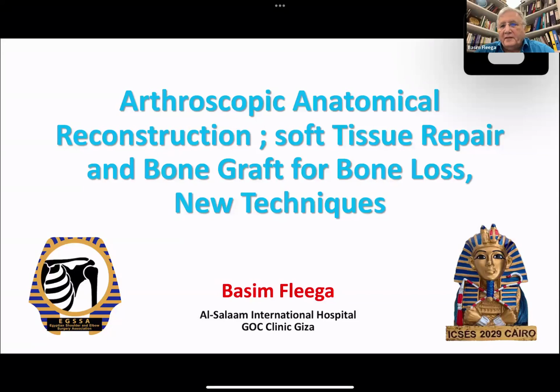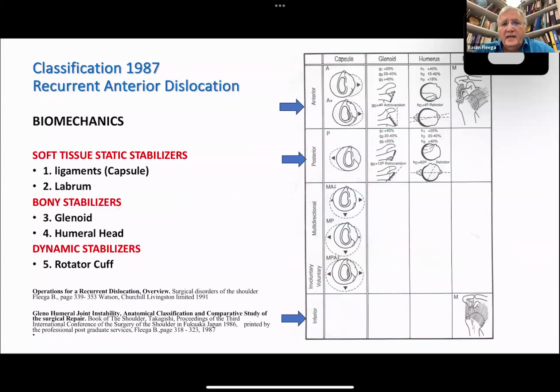I will present you today our concept of anatomical reconstruction of shoulder instability based on repair of soft tissue and bone lesions. In 1987, we published a classification of shoulder instability based on soft tissue pathology, mainly the Bankart lesion and capsule enlargement or redundancy, as well as bony lesions of the glenoid and the humeral head.